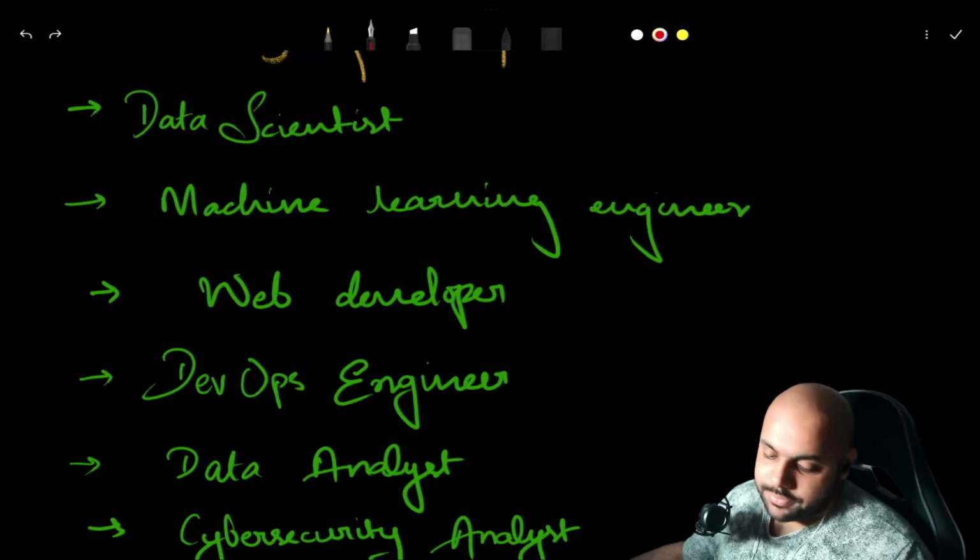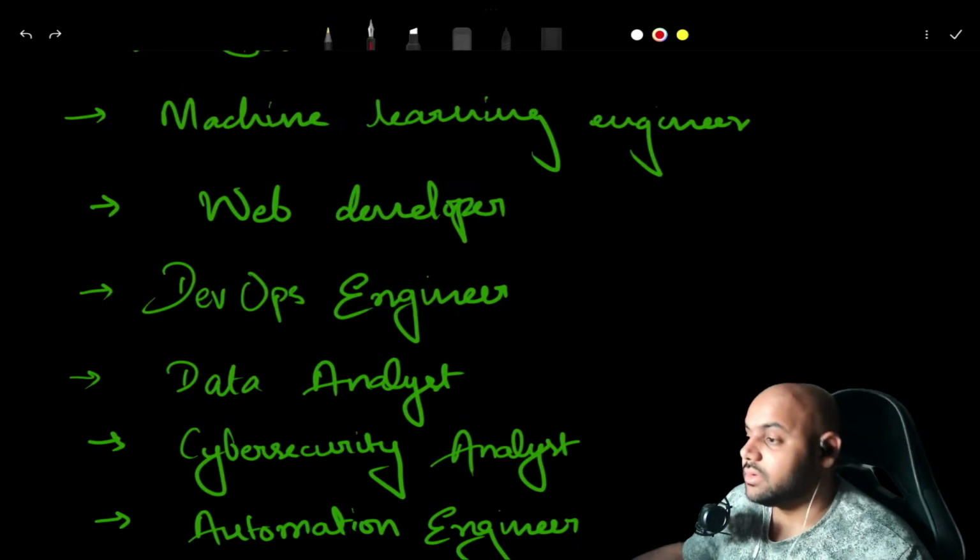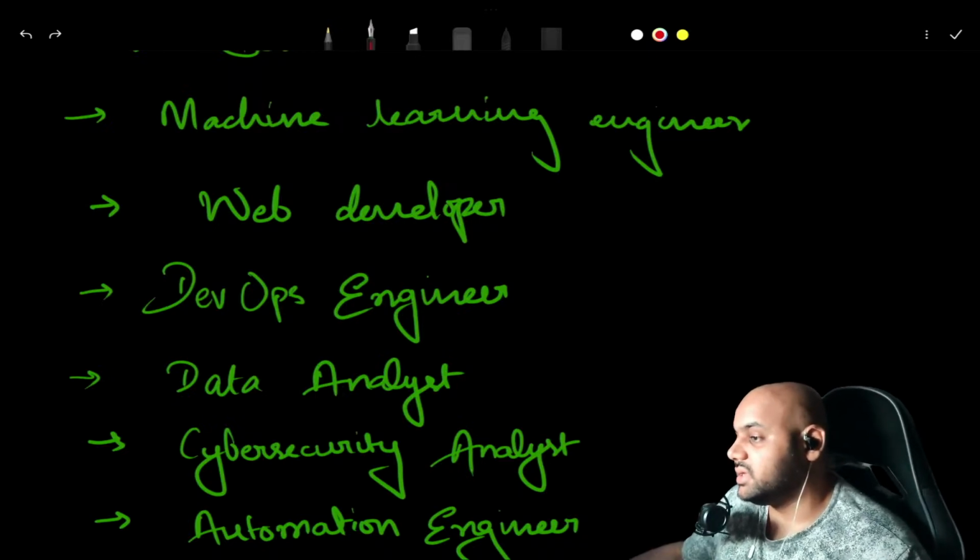DevOps engineer, okay. A DevOps engineer uses Python to automate processes and manage infrastructure.